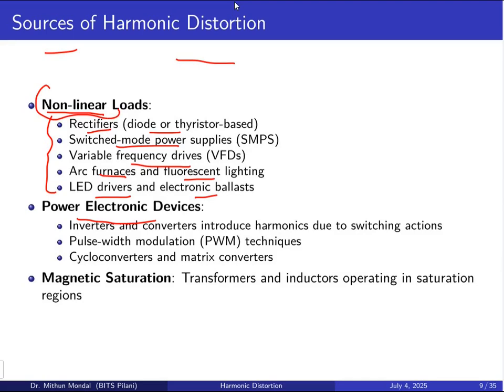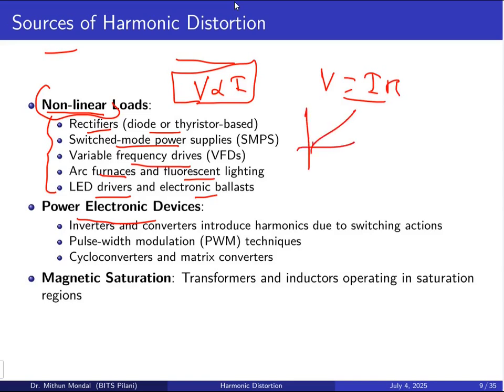Non-linear loads basically means the voltage is not proportional to the current. When we talk about the linear property, we follow Ohm's law, V equal to I into R. So if the voltage and current are not linear but exponential or some other form, then it forms a non-linear characteristic.